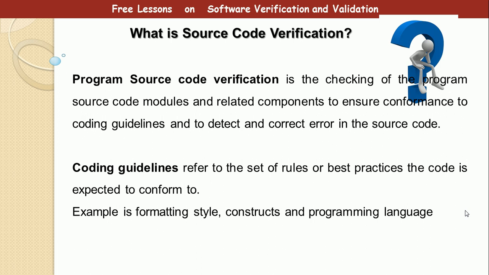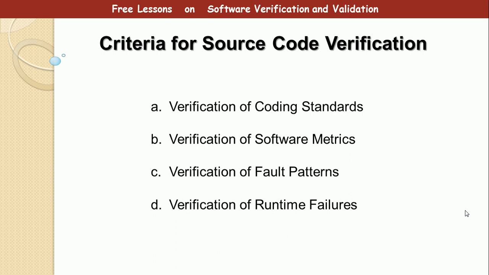Now, what are coding guidelines? Coding guidelines are the same as coding best practices, and these are a set of rules that the code is expected to conform to. For instance, you have code that may be written without being indented. Another code may be written with indentation. What of syntax coloration when you write programs in some IDEs, formatting styles, the programming language you use? All these are taken into consideration in the coding guidelines. So there are a number of guidelines out there that can help you.